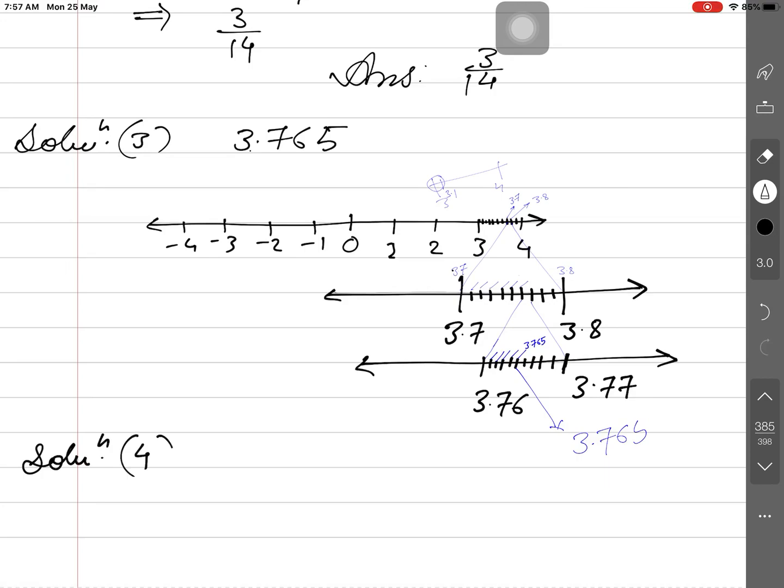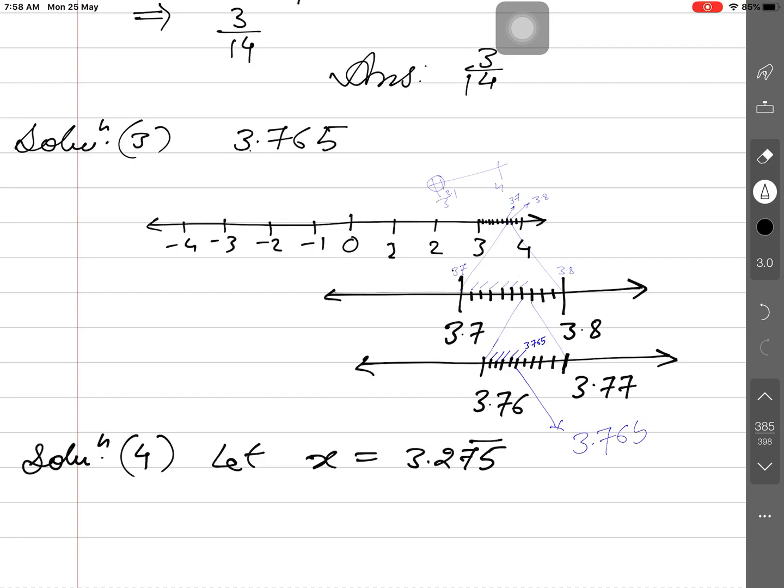Question number 4, 3 points. Let us suppose here x is equal to 3.275 bar. The bar is over 75. Now we have to represent this in P by Q form.